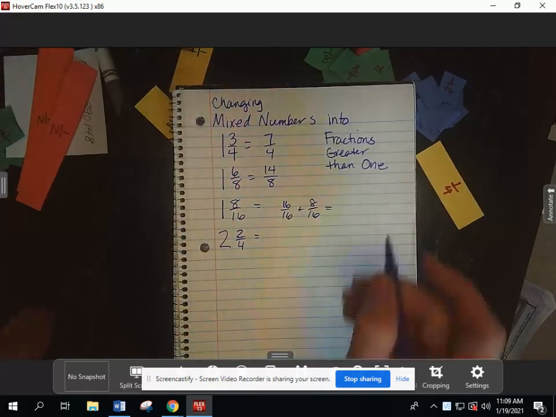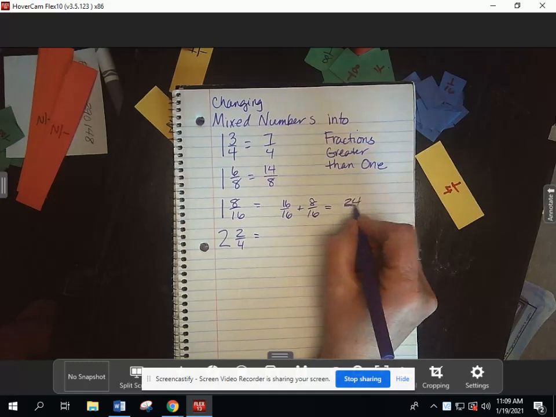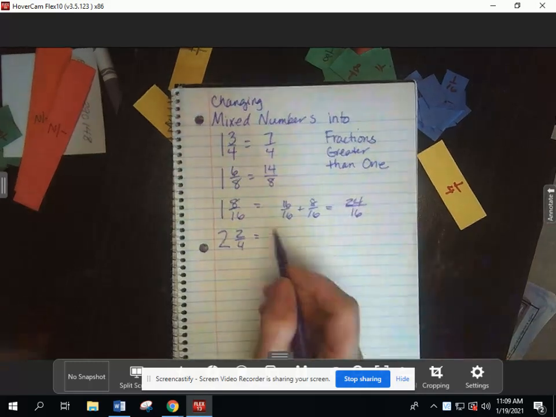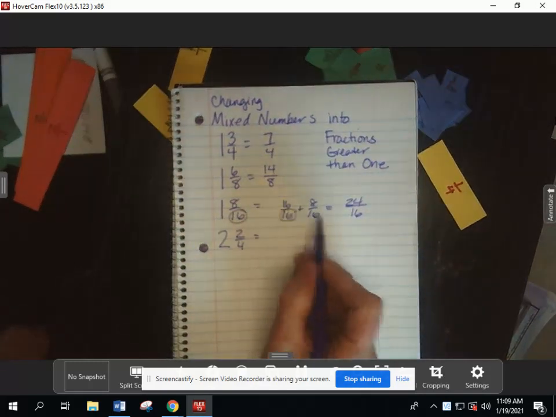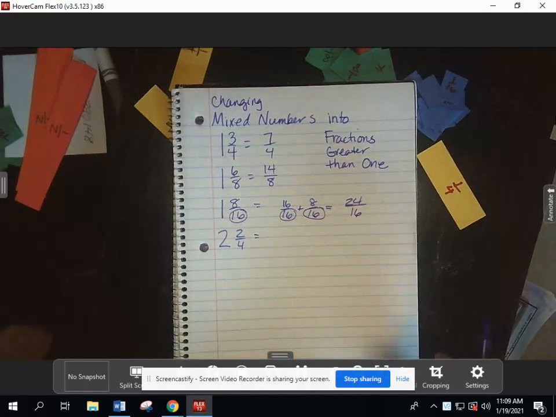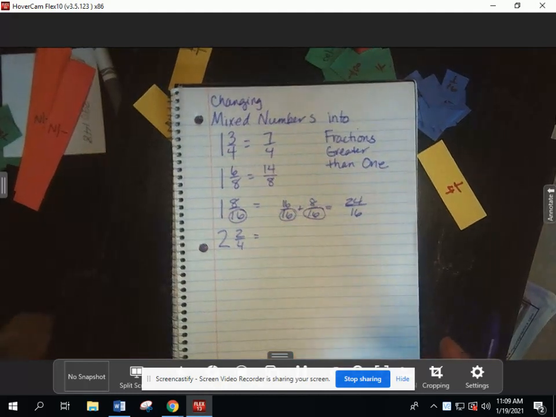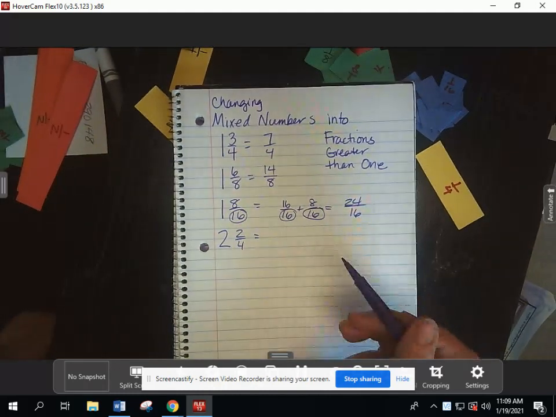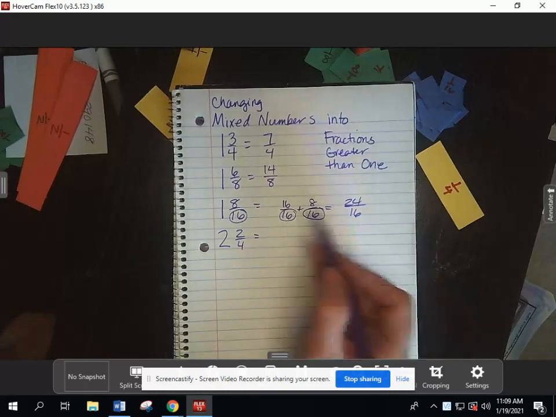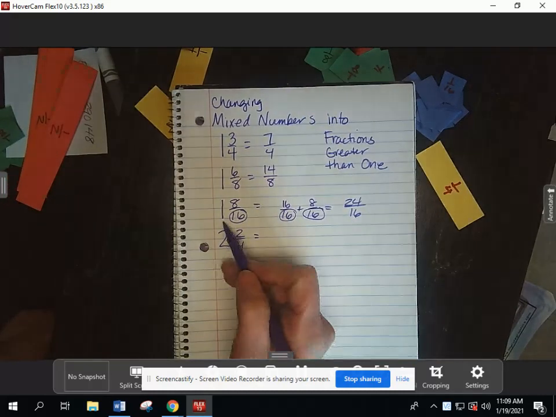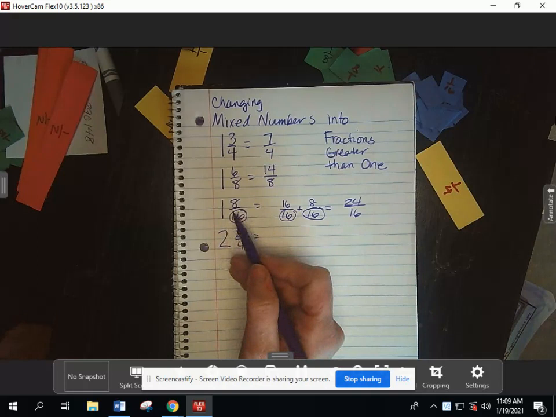Luke. 24 16ths. We kept the 16. We didn't change how it was. We didn't change it into something else. We're still working with 16ths. So it is the improper fraction for 1.